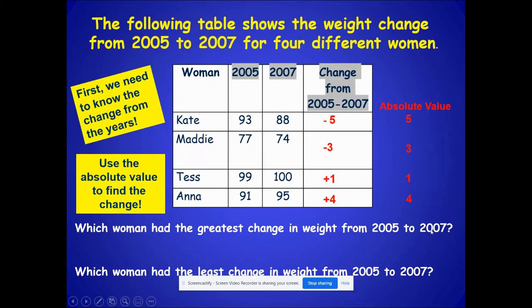Well, the one that had the biggest change in weight was Kate. Although she lost 5 pounds, it was still the biggest change when you look at the absolute value. She has the greatest absolute value. Which woman had the least change in weight from 2005 to 2007? Well, the least amount, if you look at your absolute values, would be Tess. Even though Tess gained weight, she still had the least amount of change.